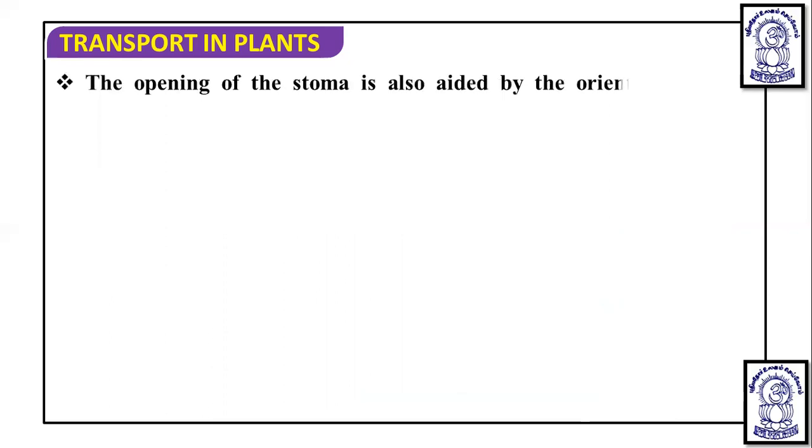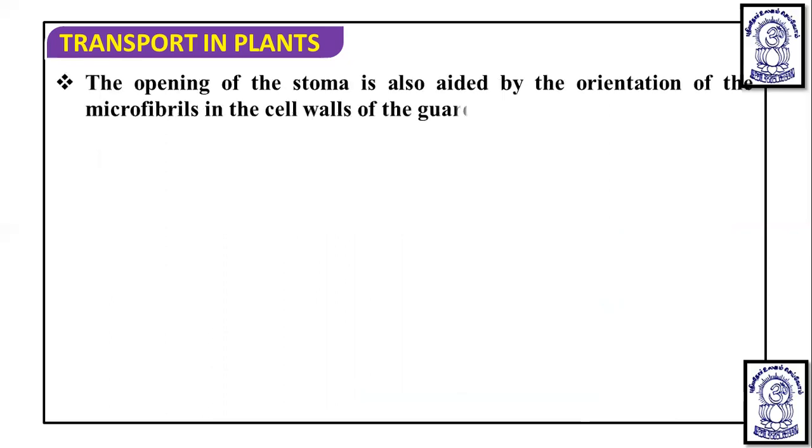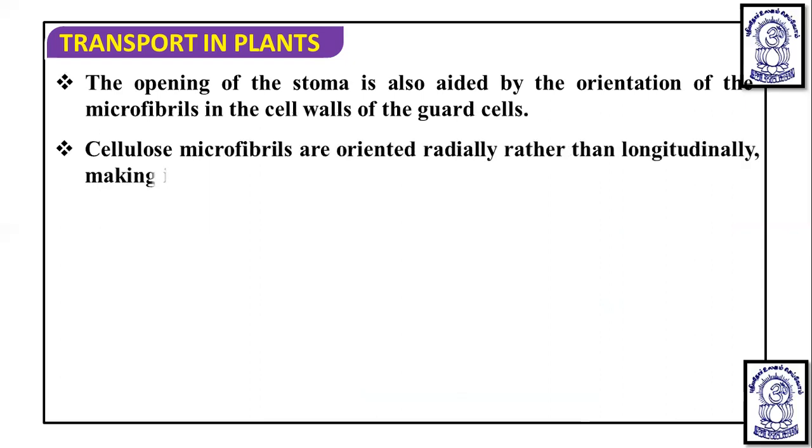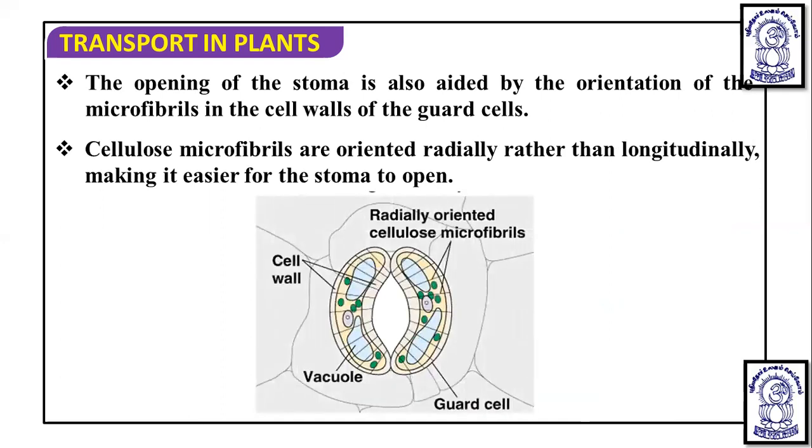The opening of the stoma is also aided by the orientation of the microfibrils in the cell wall of the guard cell. Cellulose microfibrils are also found in the guard cells, and they are oriented radially rather than longitudinally, making it easier for the stoma to open. So this is the actual structure. You can see the radially oriented cellulose microfibrils, and they are somewhat rigid. Because of this, when the outer wall bulges out, the inner wall also goes along with the outer wall into a crescent shape. The inner wall is thick, the outer wall is thin. You can see these guard cells are there.